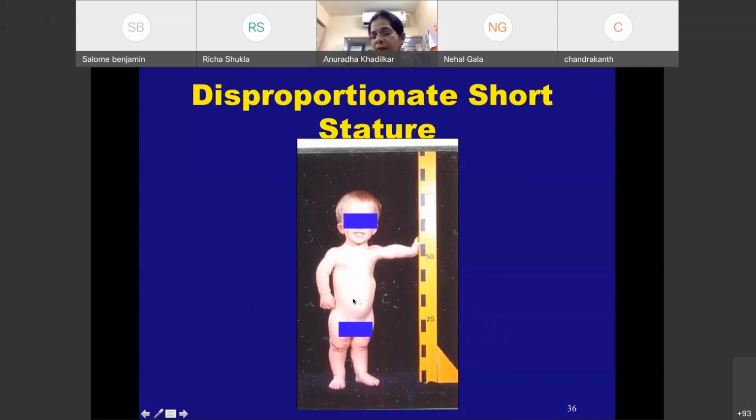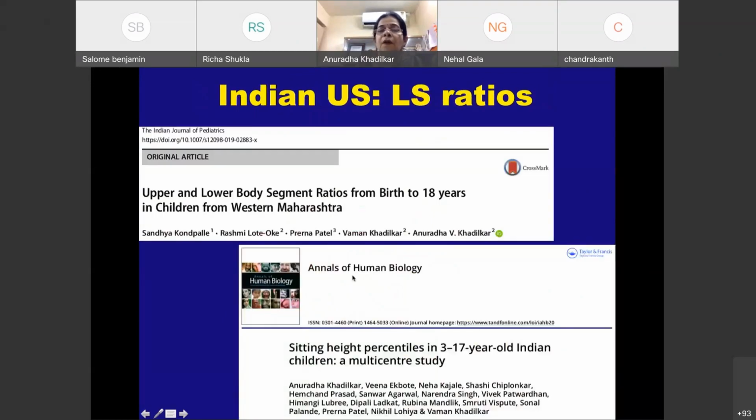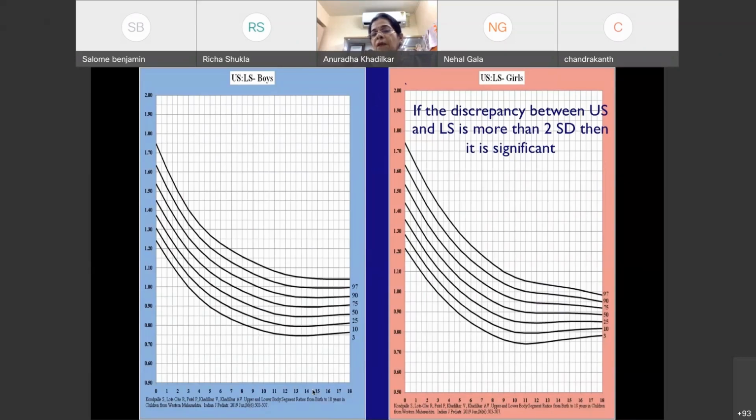So in such children, we actually measure the upper segment, lower segment ratio, and we can tell you what the child has. Normally, this is not nutritional, but these are some of the parameters that we use to figure out whether you're looking at a nutritional problem or something else.